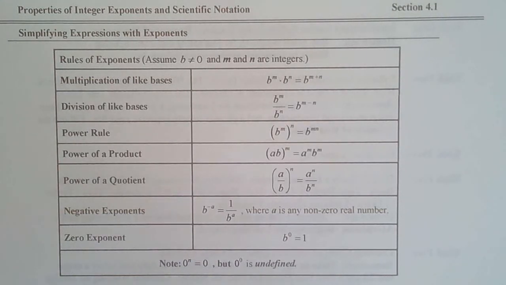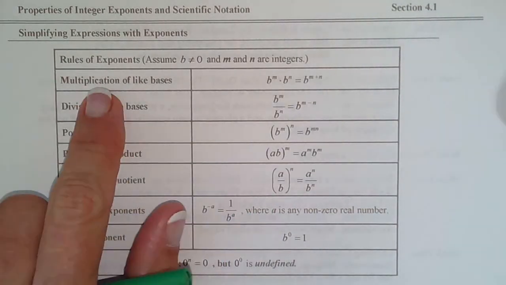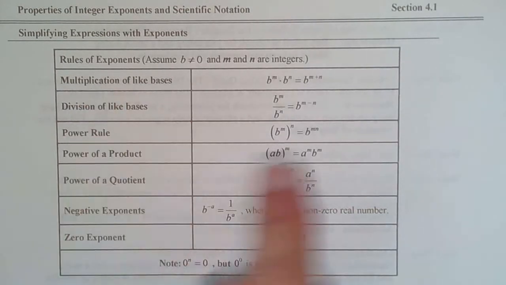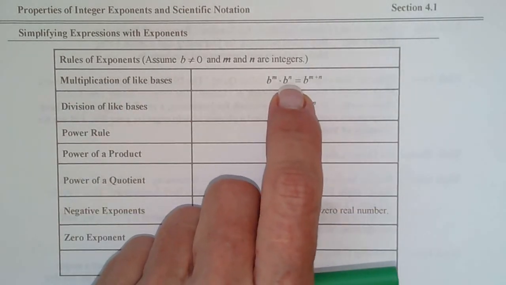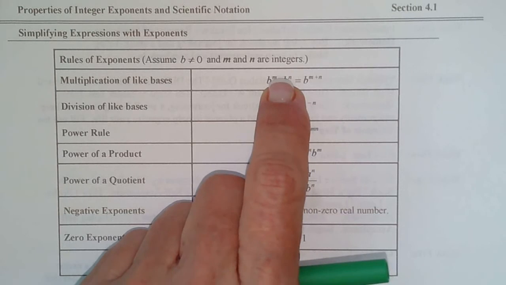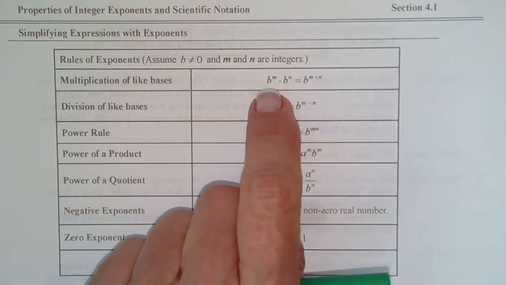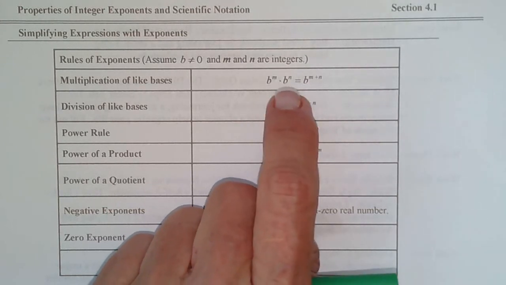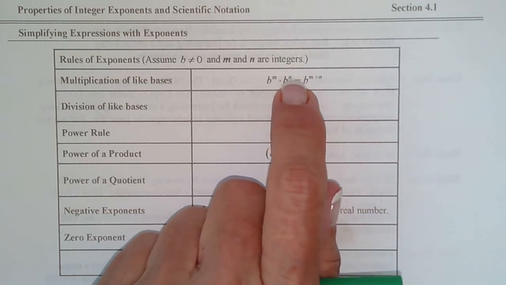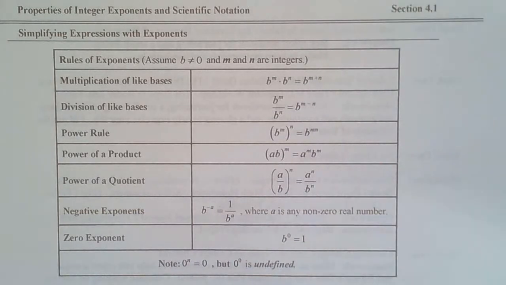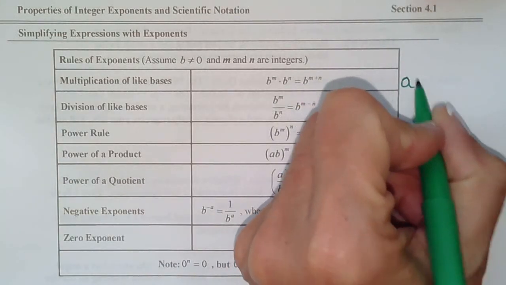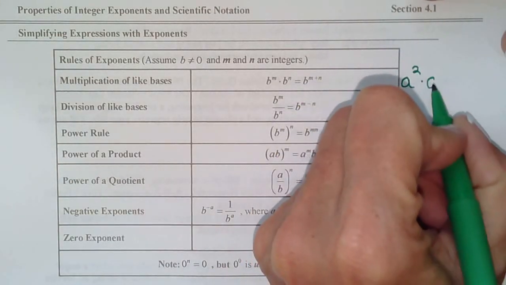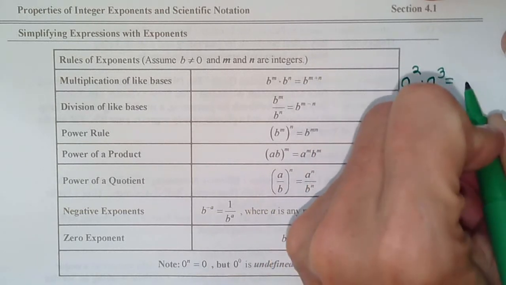So, properties of exponents, or we call these the exponent rules. Our first property is multiplication. The base is what the exponent sits on, and the exponent is what's up in the air. So if the bases are the same, and this is a multiplication problem, we keep the base and we add the exponents. So a to the second times a to the third, for instance, would be a to the fifth.